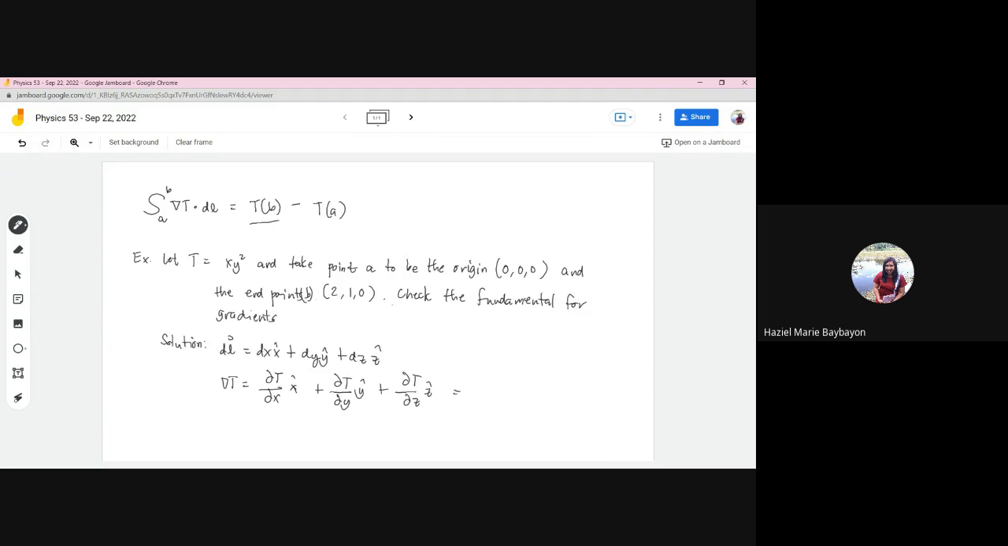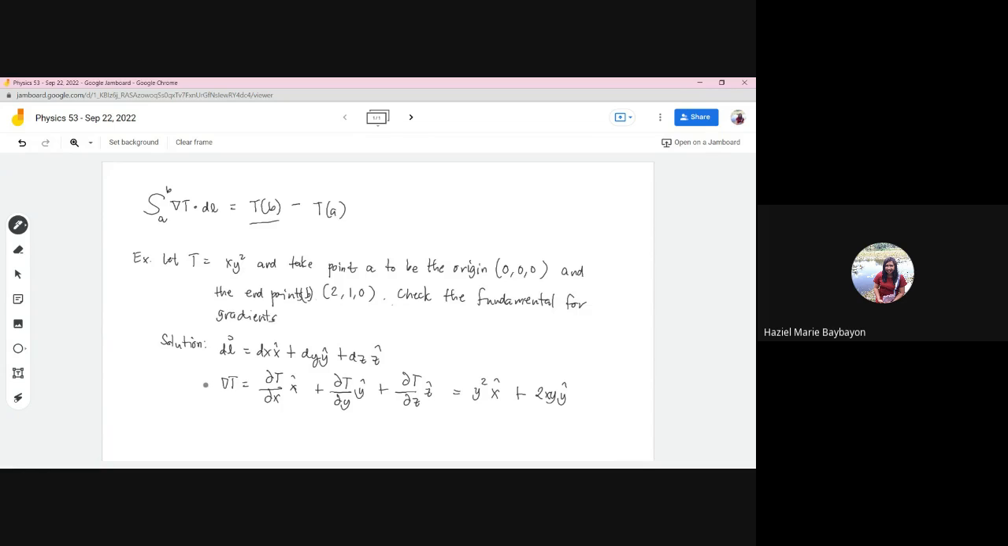Okay, so this is equal to, what is the partial derivative of this scalar function with respect to x? So you have here y squared, no? Y squared x hat plus the partial derivative of the scalar function with respect to y. So you have 2xy. Okay, so you have 2xy y hat. And then wala tayo term along the z-axis. Okay, so this is the gradient of the scalar function.